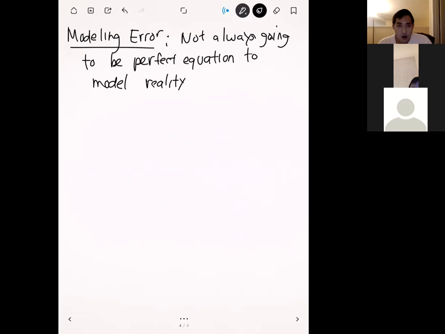So anytime you have a mathematical equation, there's always that kind of modeling error, because there's no equation out there that can account for absolutely everything, right? And so you just have to always remember that and take any mathematical result with a grain of salt. Okay. And so that's all I wanted to say about errors.